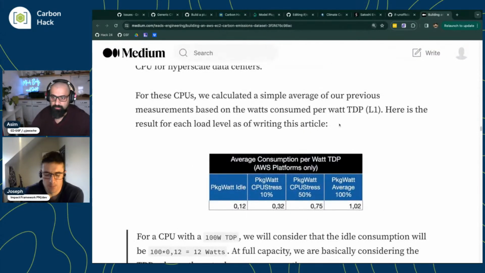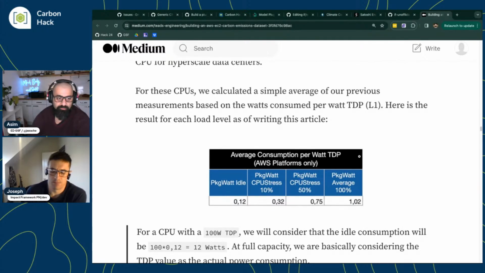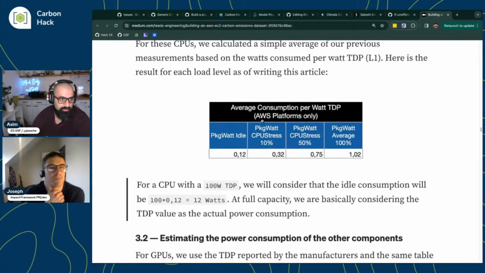On average, across every single chip, whether it's Intel or AMD or Graviton, on all the machines they ran on, if you were at idle, at 0% utilization, I think it's French, which is why it has the comma, 12% of the TDP was being consumed. If you're at 10%, 32%. So the curve is convex. Even when you're idle, you're at 12% consuming energy.